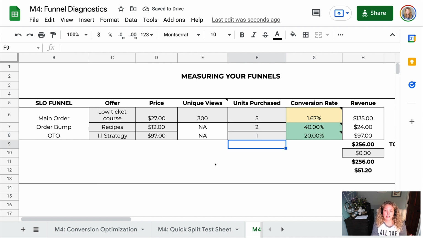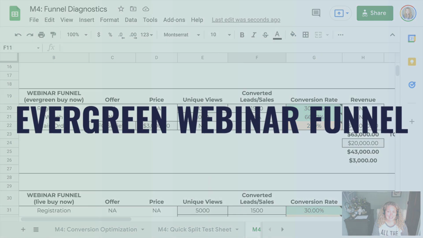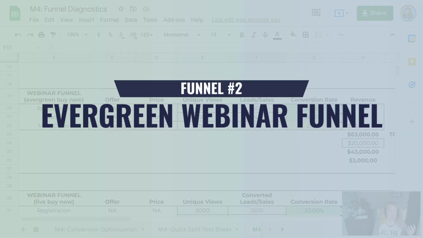And this is a very common scenario where you have only about 300 people to the offer, you have 5 people that have purchased, you're in the yellow, and you've got great conversion rates on your order bump and on your one-on-one call. So all you have to do is kind of tweak this offer, get more traffic, and you're on your way. So now the next type of funnel is an evergreen webinar funnel.